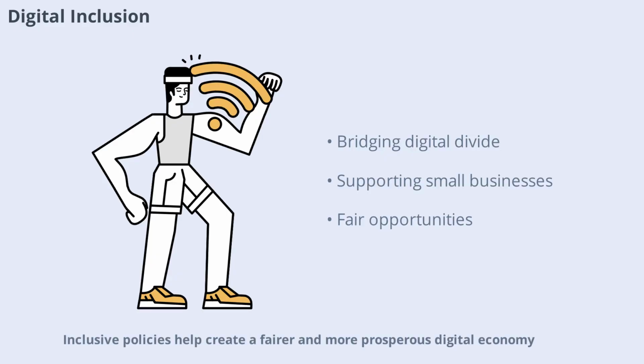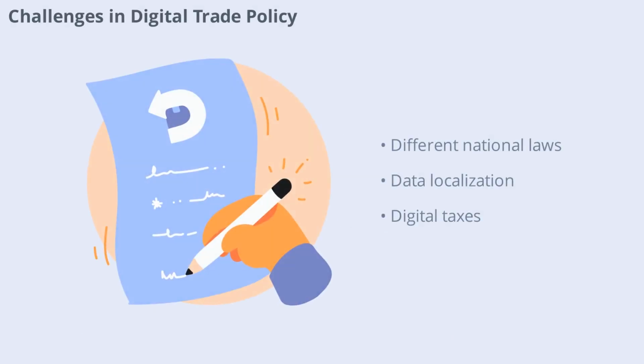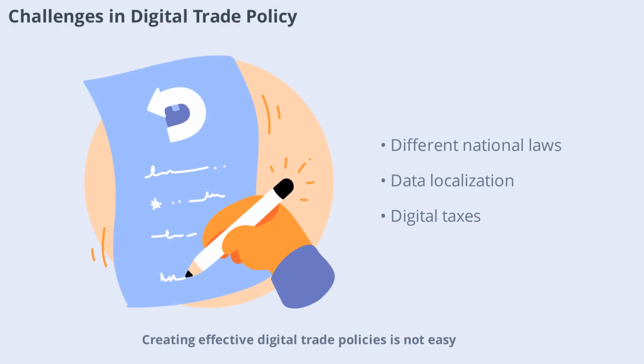Inclusive policies help create a fairer and more prosperous digital economy. Creating effective digital trade policies is not easy. Countries have different laws, cultures, and priorities. Issues like data localization, censorship, and digital taxes can create friction. Policymakers must balance national interests with the need for global cooperation, making digital trade policy a complex and evolving field.